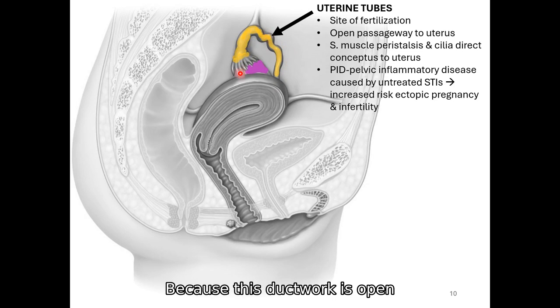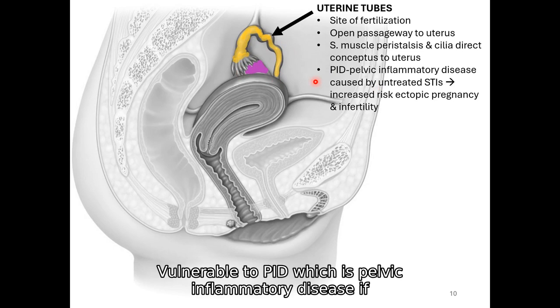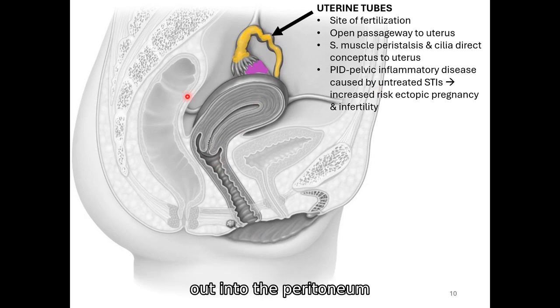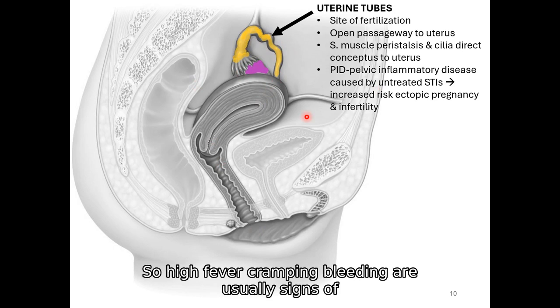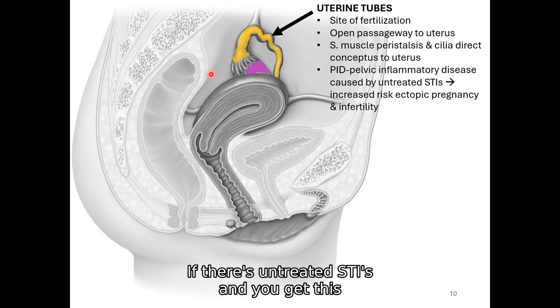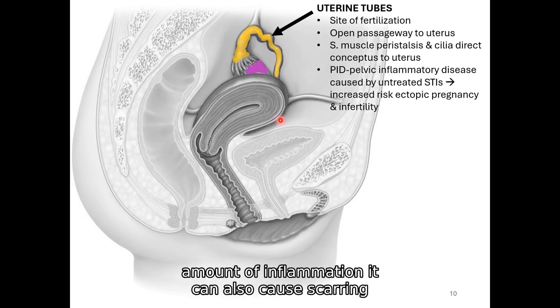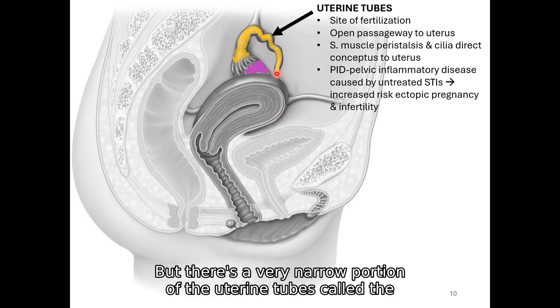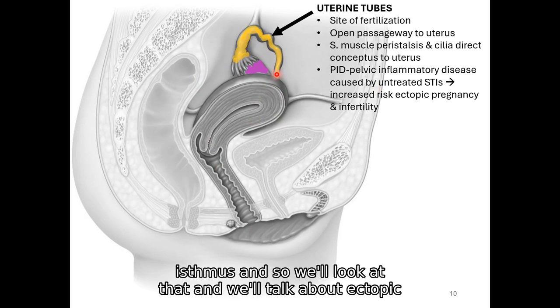Because this ductwork is open, it leaves the female vulnerable to PID, which is pelvic inflammatory disease. If there are sexually transmitted infections, they can work their way up through the female reproductive tract and out into the peritoneum. So high fever, cramping, and bleeding are usually signs of pelvic inflammatory disease. If there are untreated STIs and you get this amount of inflammation, it can also cause scarring. I have a better picture, but there's a very narrow portion of the uterine tubes called the isthmus, and we'll look at that, and we'll talk about ectopic pregnancy in a moment.